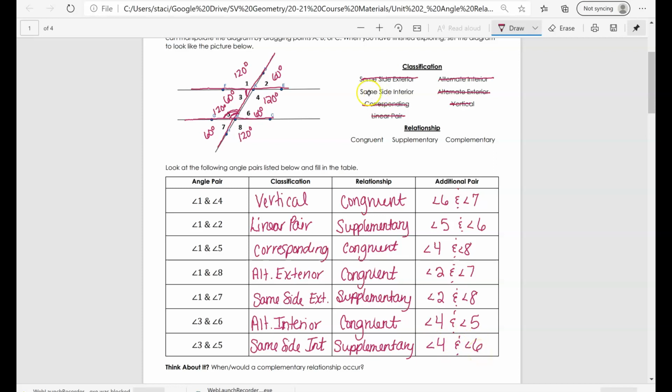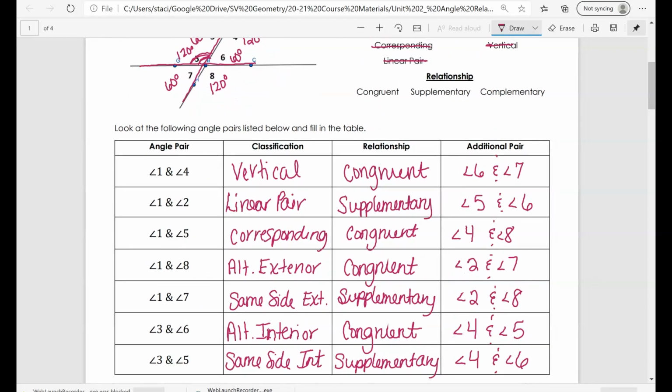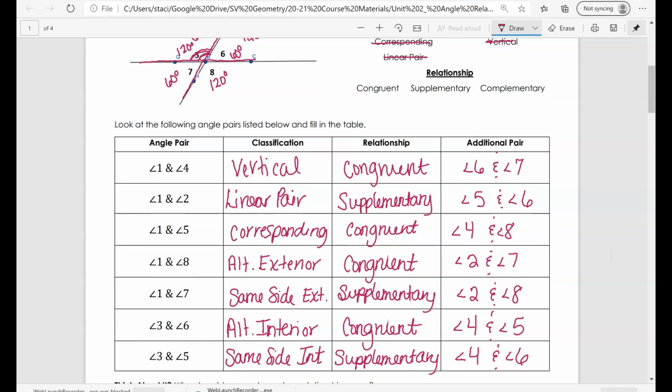So those are our 7 angle types. 2 of them we already knew, vertical and linear pair, which we had never used the term linear pair until today. They're just a type of supplementary angles. And then we have 5 new angle relationships that are created by those parallel lines. Now, you'll also notice when it comes to our relationships, we use congruent and supplementary, but we didn't use complementary.